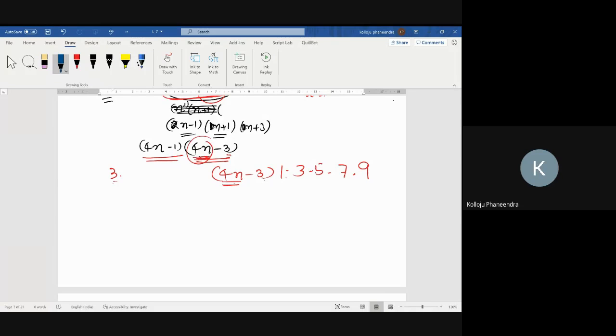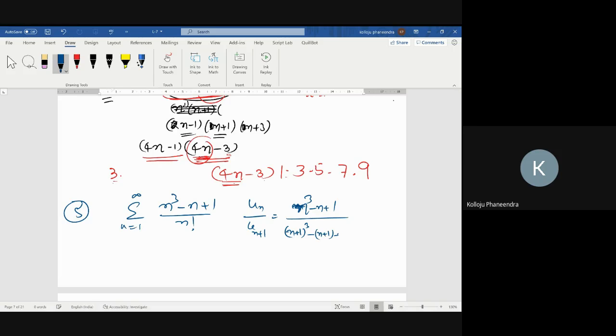What is that question? Sigma n equal to 1 to infinity, n cube minus n plus 1 by n factorial. It's simple now. We need un by un plus 1. This is n cube minus n plus 1 by n plus 1 cube minus n plus 1 plus 1, into n plus 1 factorial by n factorial. Take n's common, that's it, you will get it.